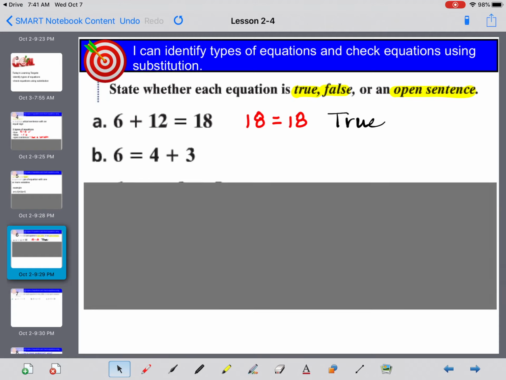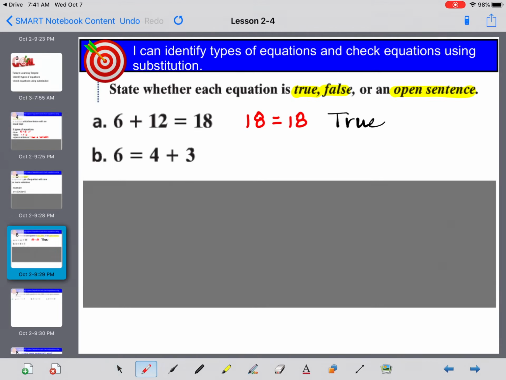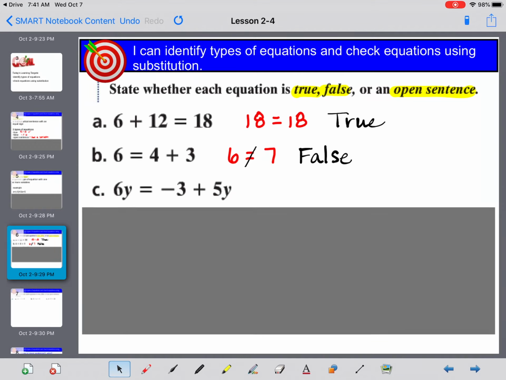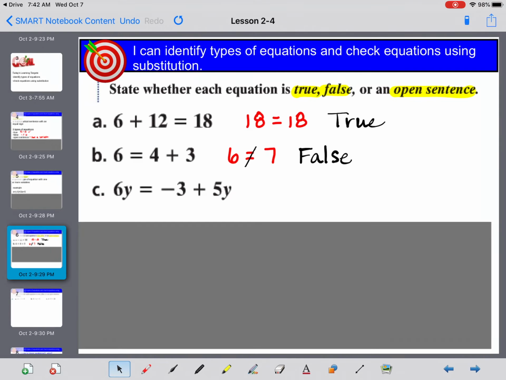Next problem. 6 equals 4 plus 3. Well, let's solve 4 plus 3. 6 equals 7. Is that true? No, that's not true. So you would write a slash through the equal sign and write false. The last problem, 6y equals -3 plus 5y. I immediately notice that I cannot simplify this like I could letter A and letter B because this one has a variable. When it has a variable, we call it an open sentence.